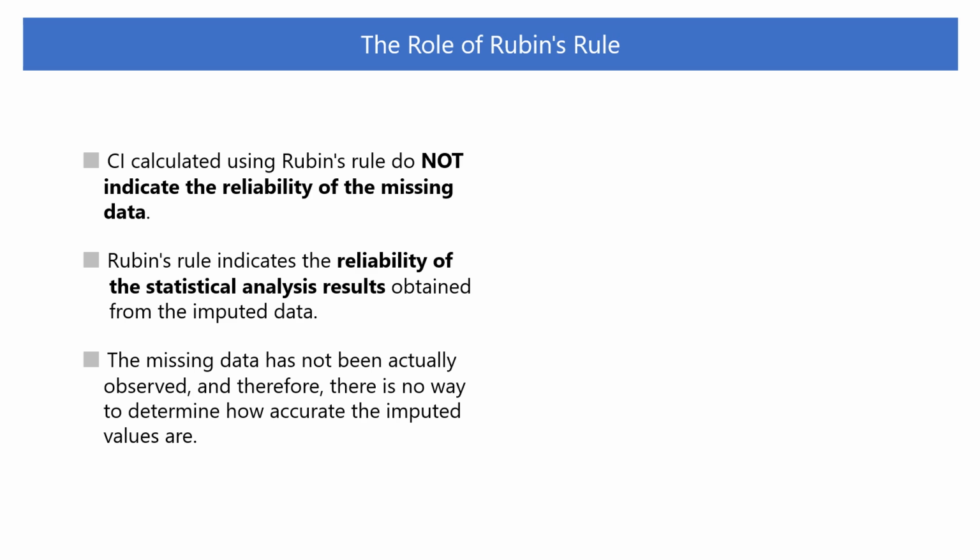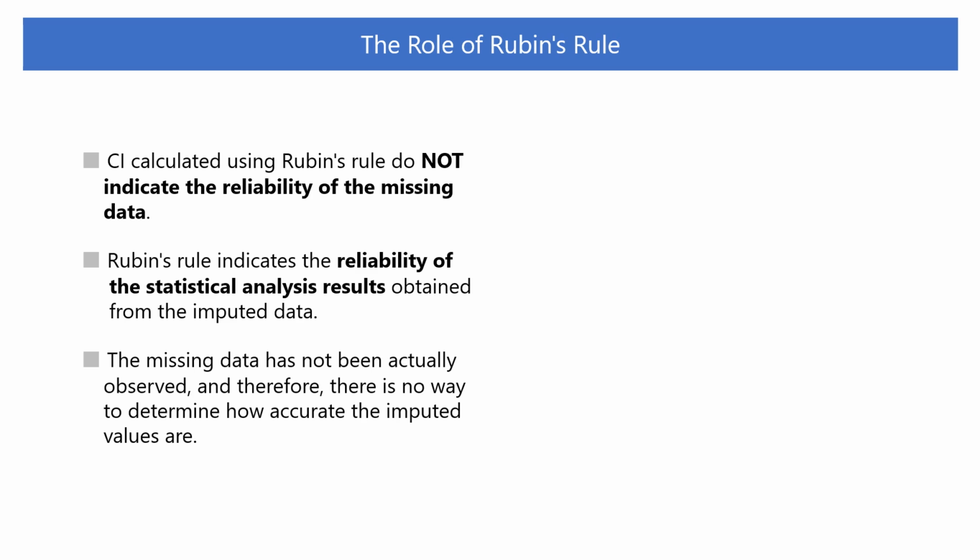It is important to know that the confidence intervals calculated using Rubin's rule do not indicate the reliability of the missing data. Rubin's rule indicates the reliability of the statistical analysis results obtained from imputed data. The imputed data contains estimates of the missing values. The estimated values themselves are necessarily accompanied by uncertainty. However, the reliability of each imputed value cannot be directly assessed.